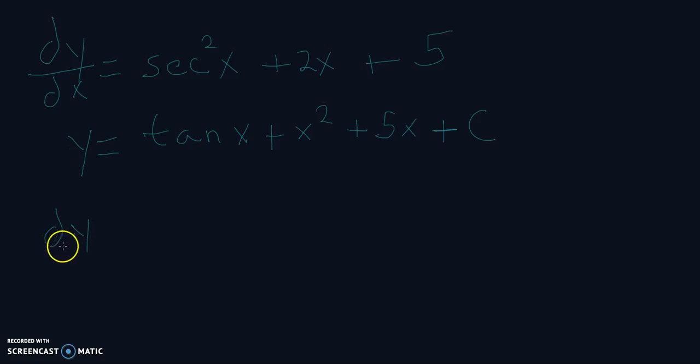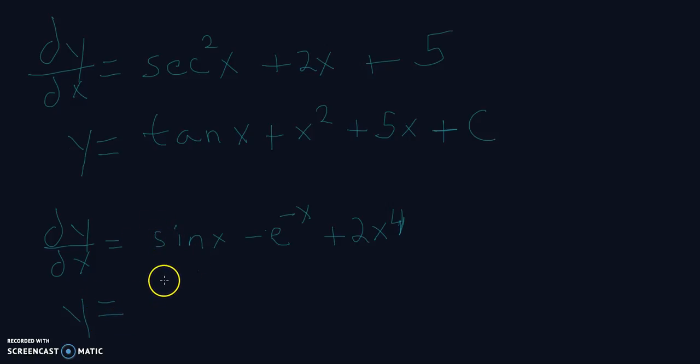dy over dx equals sine x minus e to the negative x plus 2x to the fourth. So the antiderivative of this would be y equals, derivative of what will give us sine x?